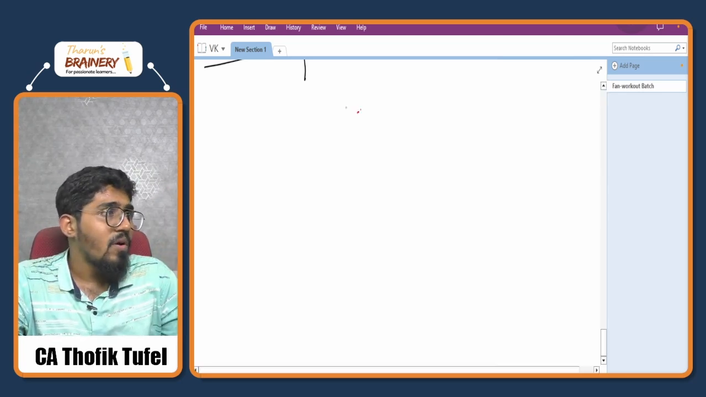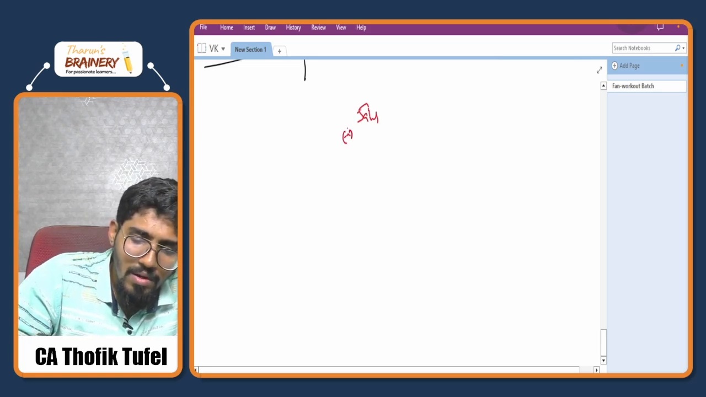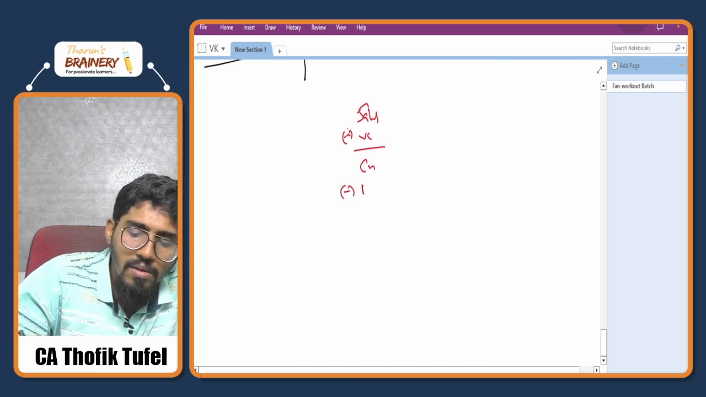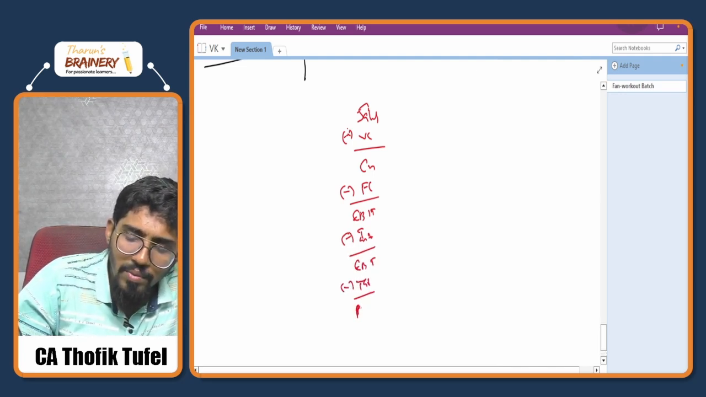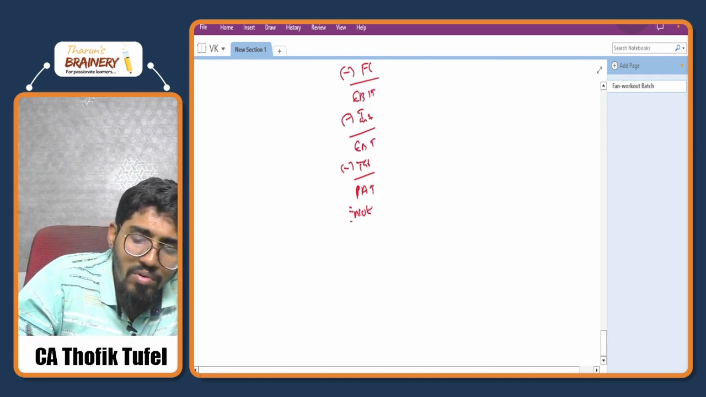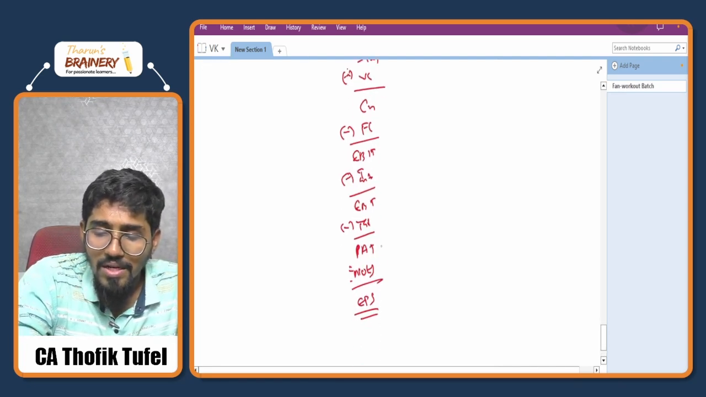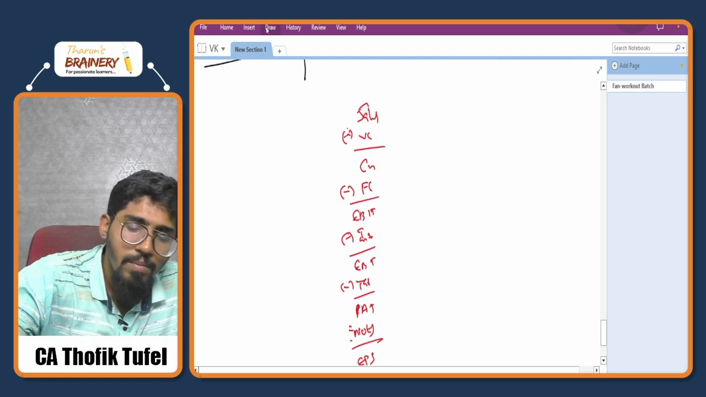First, the income statement, you all know it, correct? It is stamped in your brain. Income statement: sales minus variable cost is equal to contribution, minus fixed cost is equal to EBIT, minus interest is equal to EBT, minus taxes is equal to profit after taxes. Profit after taxes divided by number of equity shares is equal to EPS. This is the income statement that is already stamped in your brain.